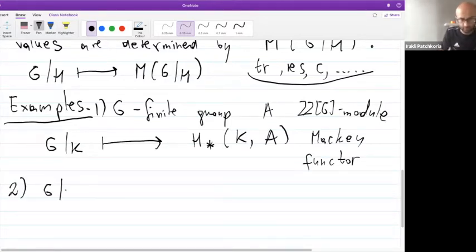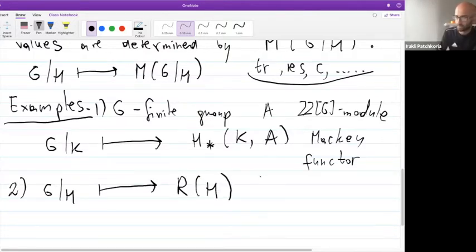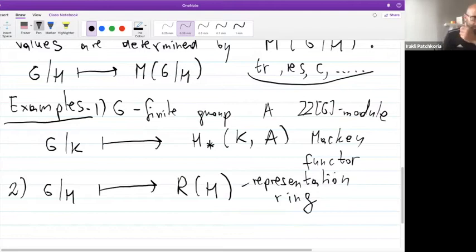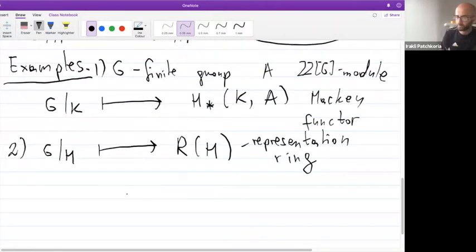Then the other one is, of course, the representation ring. You can send this G mod H to the representation ring of H, whichever representation ring you want, real or complex. And this is also a Mackey functor. This is probably one of the original Mackey functors, also considered in representation theory by Mackey himself. This has the structure of induction and restriction and all these things. And if you assemble all these things together, this makes this exactly into a Mackey functor.